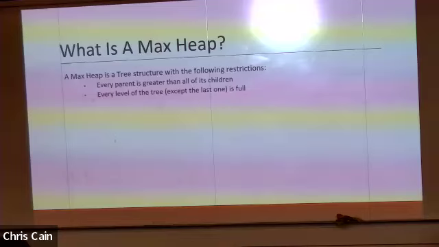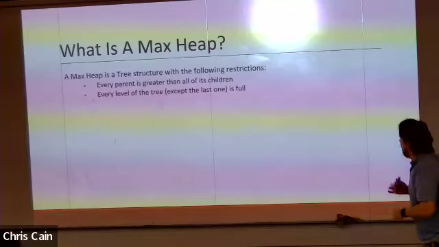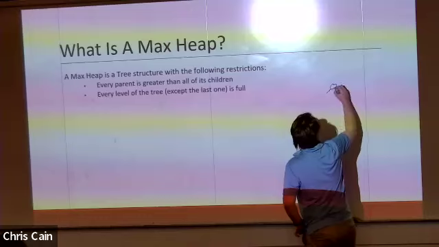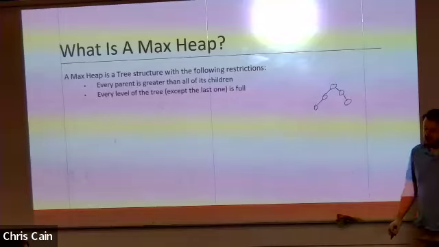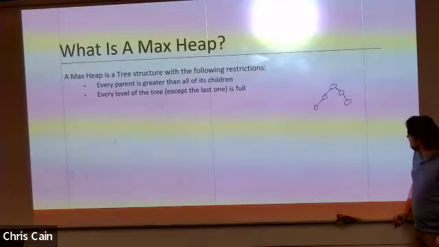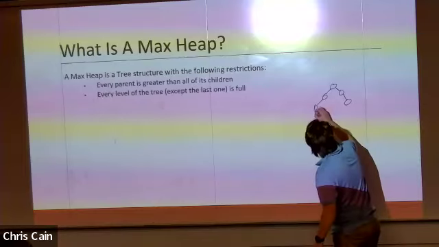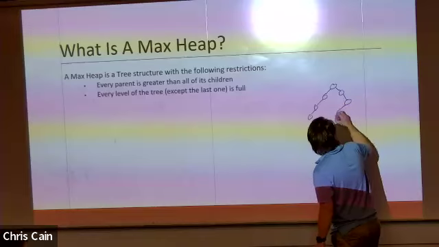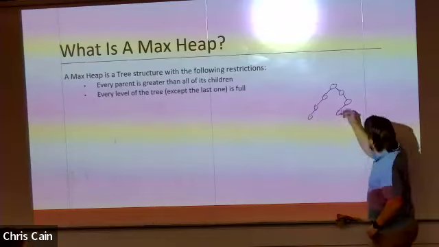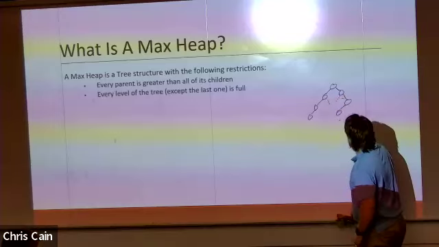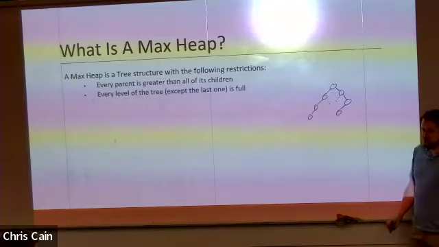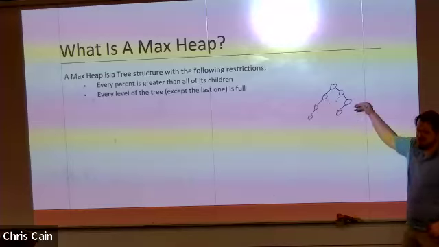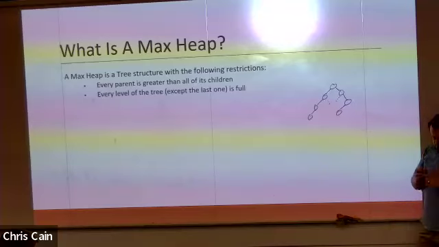Every level of the tree, except potentially the last one, is full. This means that we can't get a structure that looks like this. This is not a full tree. Well, it technically is, except for the last one. Let's say we'll go one more. This is not full because there would be places for children there that are not used. So a full tree is as shallow as it could be to store that much information. If that makes sense.